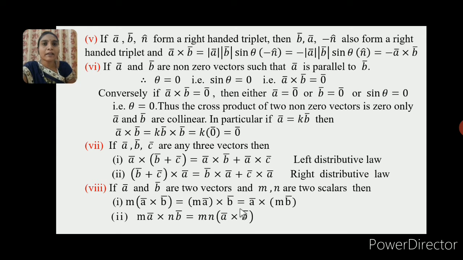8th, if a bar and b bar are two vectors and m and n are two scalars, then first, m in bracket a bar cross b bar is equal to, in bracket, m a bar cross product with b bar, is equal to a bar cross product with m b bar. Second, m a bar cross product with n b bar is equal to m n in bracket a bar cross b bar.